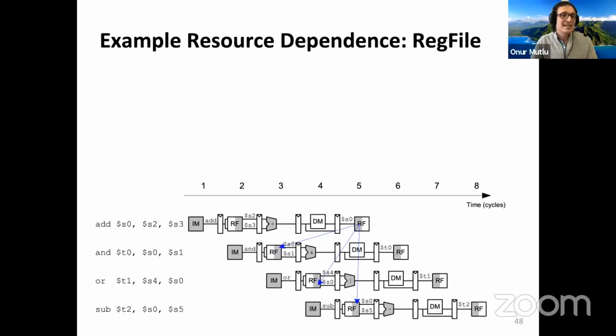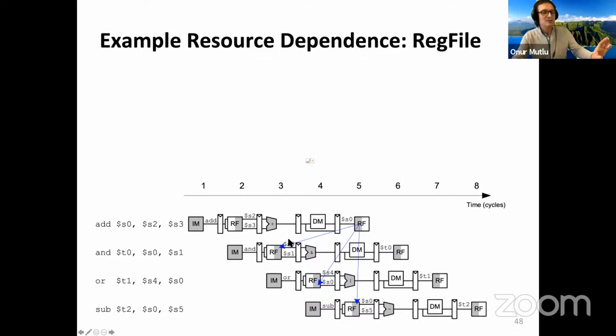Okay, so let's take a look at an example of resource dependence on the register file. If you look at this picture, we're going to see a sequence of these sorts of pictures. Here, the add instruction is writing to register S0, and the AND instruction is reading from register S0. And we actually have a problem here, right? For example, this add instruction writes to register S0 in stage 5 of the pipeline, which is cycle 5. But this AND instruction is already in the pipeline and trying to read it in cycle 3. First of all, you need to handle this problem. And we're going to talk about that.